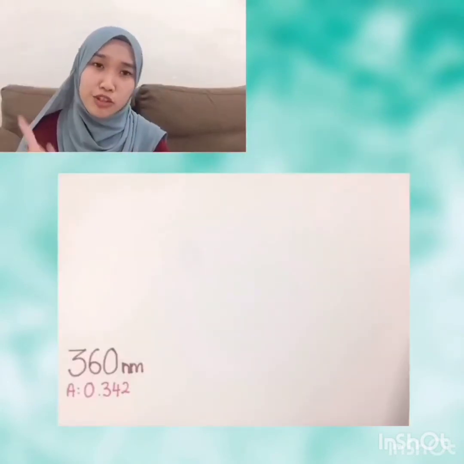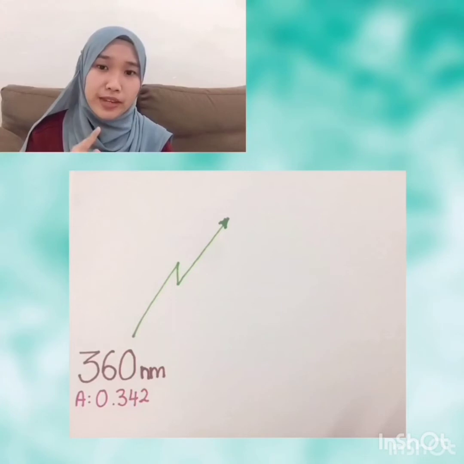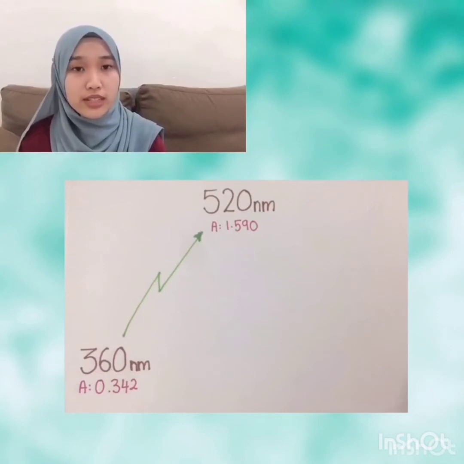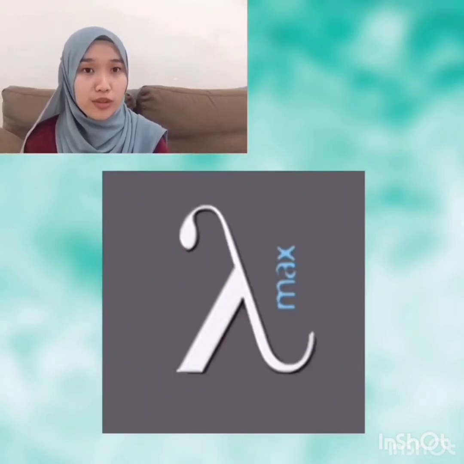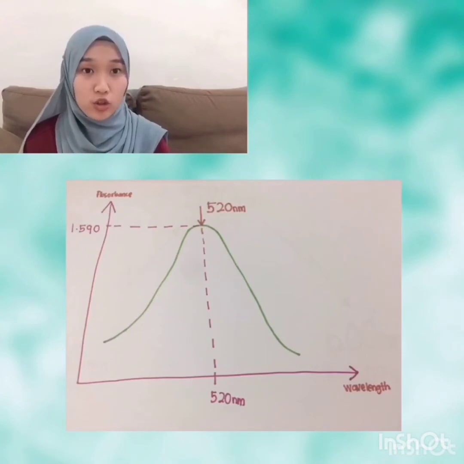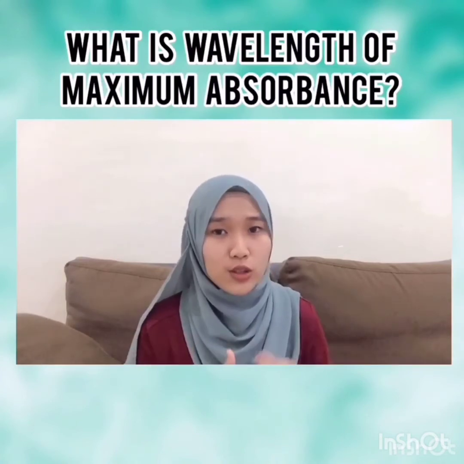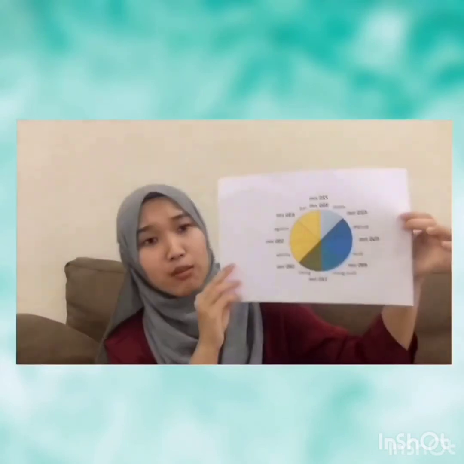Next, from the graph plotted, the absorbance reading increases from 316 nanometer with 0.34 absorbance until it reaches the peak, which is at 520 nanometer with 1.590 absorbance. After 520 nanometer, the absorbance reading relatively decreases. Based on the result and graph plotted, the lambda max, the wavelength of maximum absorbance, turned out to be 520 nanometer. The wavelength of maximum absorbance is defined as the wavelength at which the solution is most sensitive to the concentration change. How about the color of the absorbance?